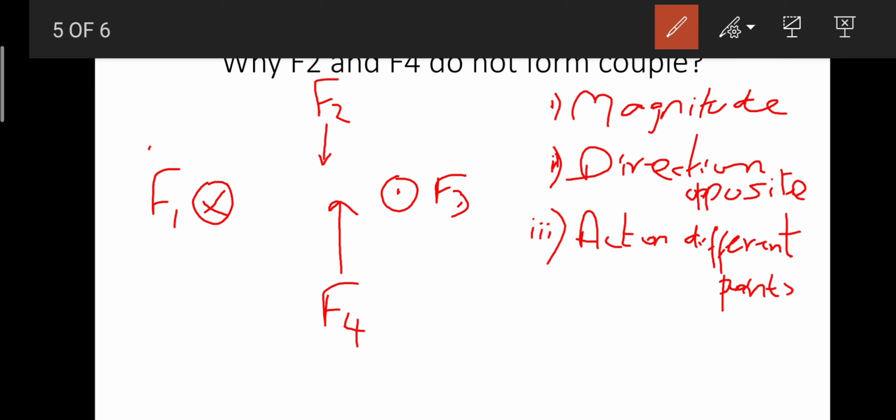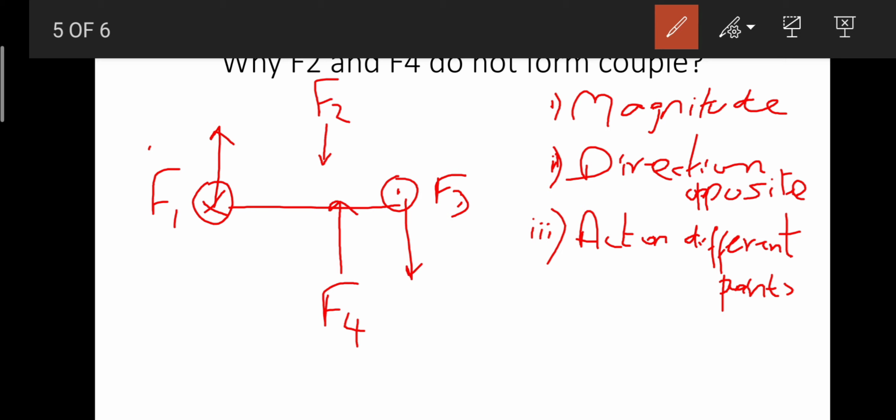Okay, the third condition is that the two forces should act on different points of the same body, right? F2 and F4 are two forces which are equal in magnitude and opposite in direction, but they are acting along the same line of action, right? That is, they are acting on the same points on the same body. But F1 and F3 are at a distance d, and F1 is acting in this direction, F3 is acting in this direction.